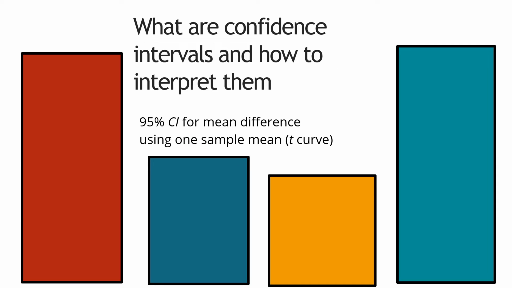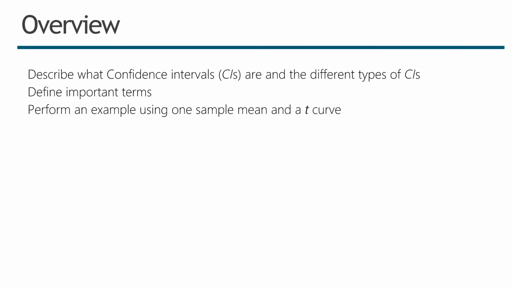What are confidence intervals and how to interpret them? This video will focus on the 95% confidence interval for the mean difference when you're using a single mean and you're forced to use the t-curve. I'll describe what confidence intervals are and the different types that exist. I'll define important terms, and then I'll perform a specific example in which you are using one sample mean to estimate a mean difference using the t-curve.